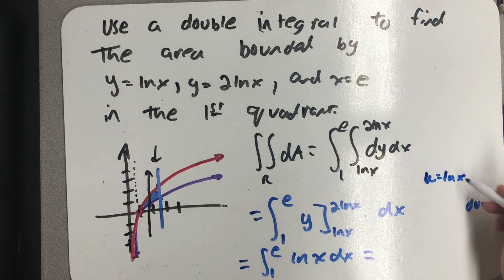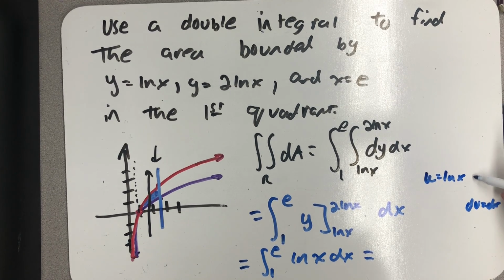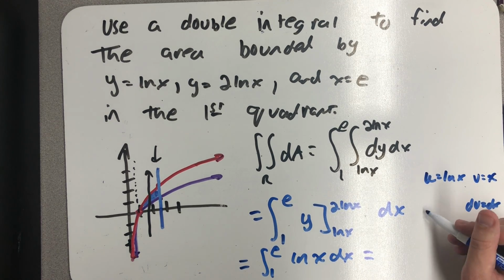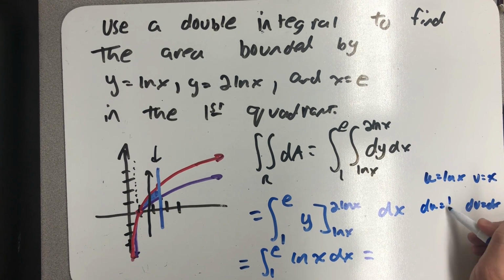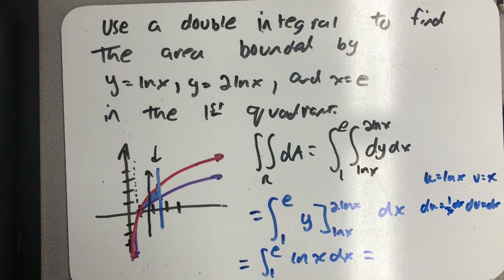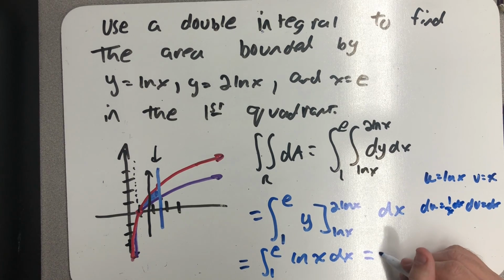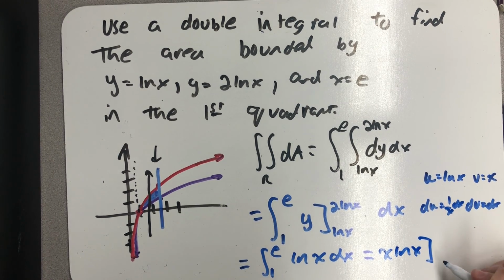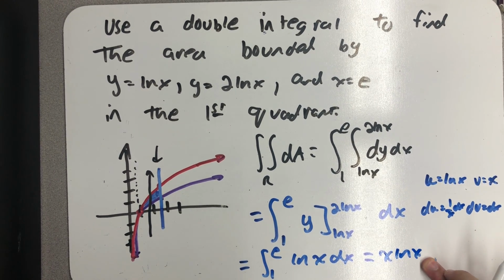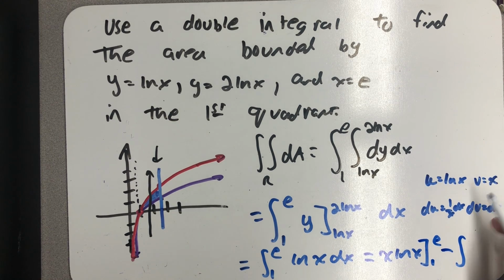So I could pick u and dv nicely, and then v becomes x, and then the derivative of u here is 1 over x dx. All right, so I'd have u times v, x times the natural log of x. I need to evaluate that from 1 to e. I should write that down. 1 to e minus, and then v du, well, x times 1 over x, that's nice. That's just a dx from 1 to e.